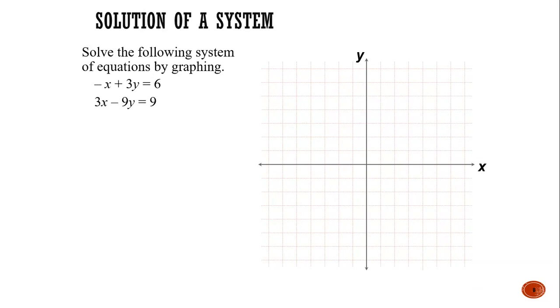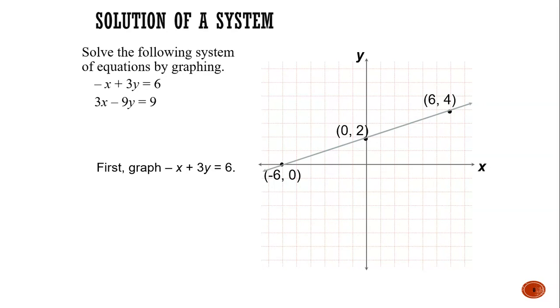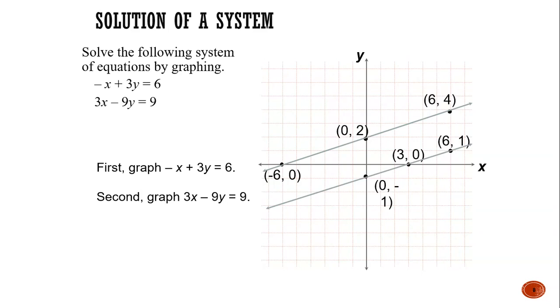Now the third example. In the third example we can see these two lines: minus x plus 3y equal to 6 and 3x minus 9y equal to 9. For the first graph, minus x plus 3y equal to 6, we have this straight line, and for the second line, 3x minus 9y equal to 9, we have this straight line. These two straight lines do not intersect with each other. So these are parallel lines. Parallel lines mean there is no point which satisfies both the equations.